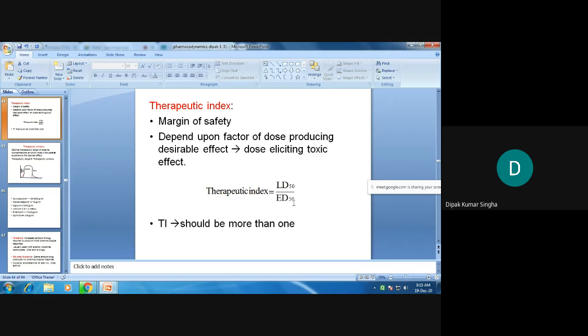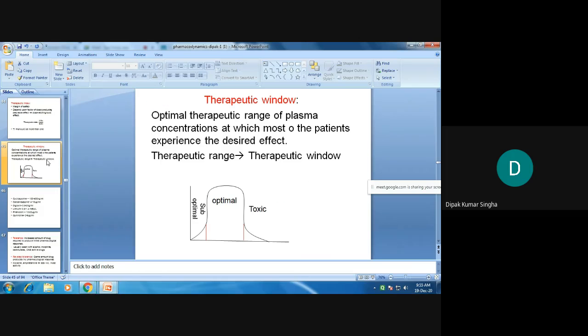ডিনোমিনেটর যত ছোট হবে, থেরাপিউটিক ইন্ডেক্সটা তত বেশি বাড়তে থাকবে। ধরো LD50 হচ্ছে 1000 মিলিগ্রাম, আর ED50 হচ্ছে 250, তাহলে কত হলো? 4 হচ্ছে, থেরাপিউটিক ইন্ডেক্স হচ্ছে 4। তার থেকে যদি 5 হয়, তার মানে সেফটি মার্জিন ইজ হাই। বুঝতে পারছি না কি প্রবলেম হচ্ছে?